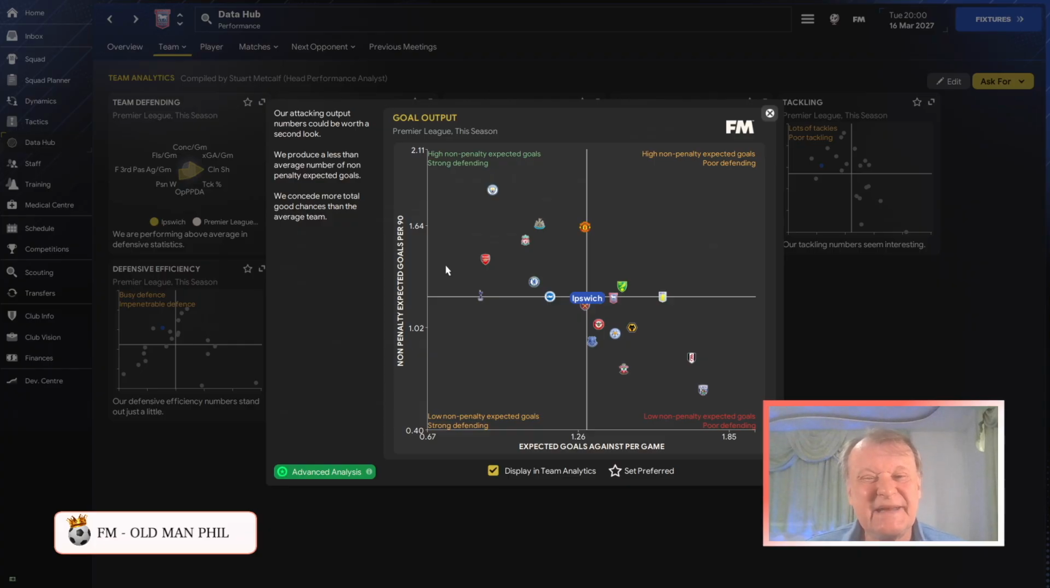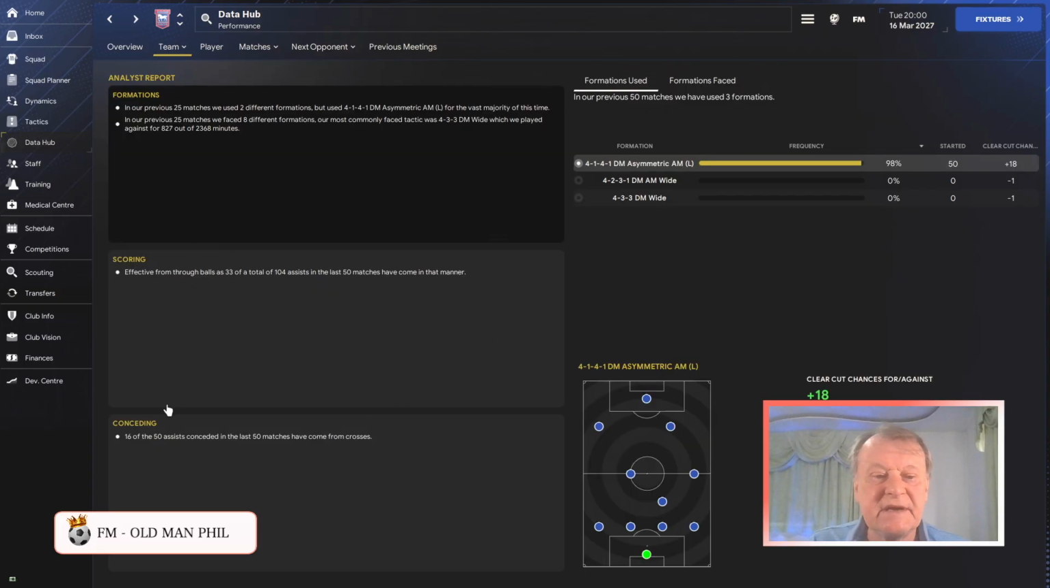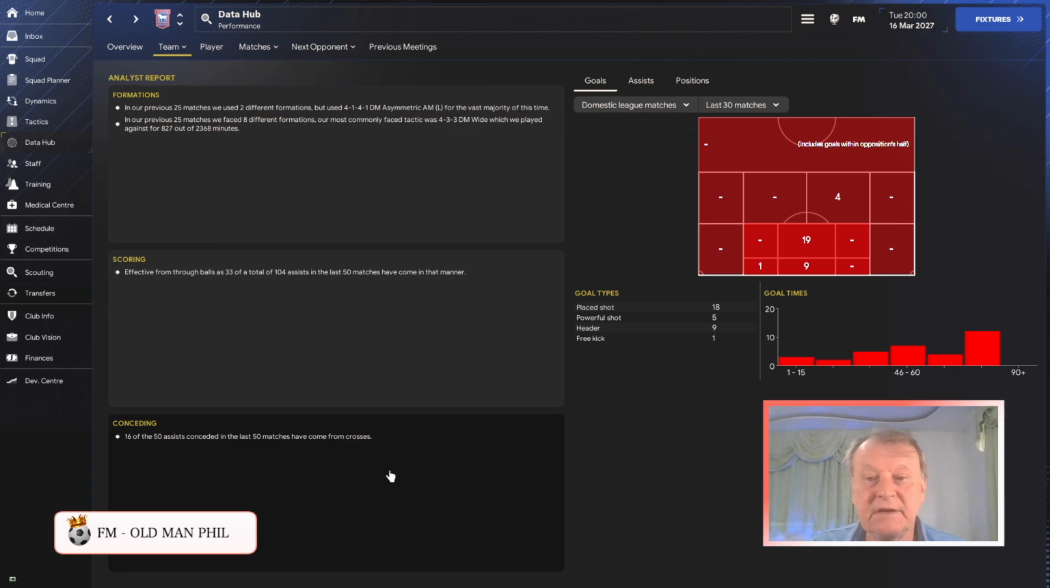And so I guess in some ways we are allowing teams much more opportunity to take shots on our goal. So let's stay with the team data and we'll go and have a look at the analyst report. And this time we're going to click on conceding.